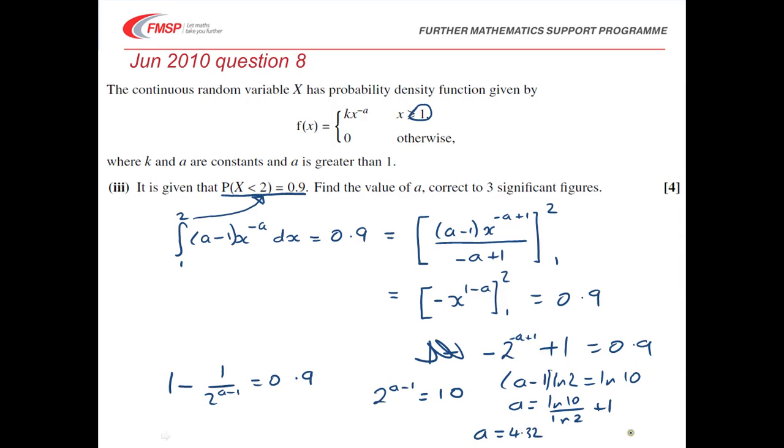So again, let me show you where these marks are allocated. You're going to get a method mark for setting up the integration technique. You then get a dependent method mark for starting to rearrange this equation. You then get another method mark which is not dependent on using logarithms, and then an accuracy mark towards the end.